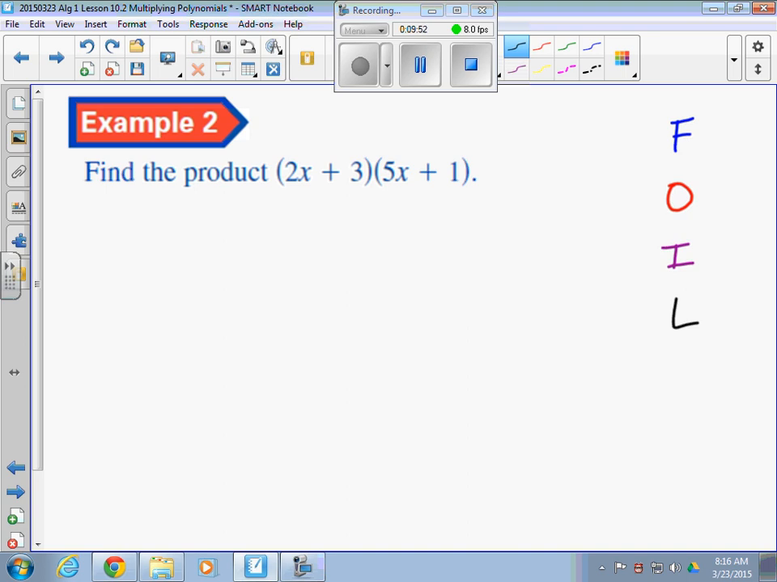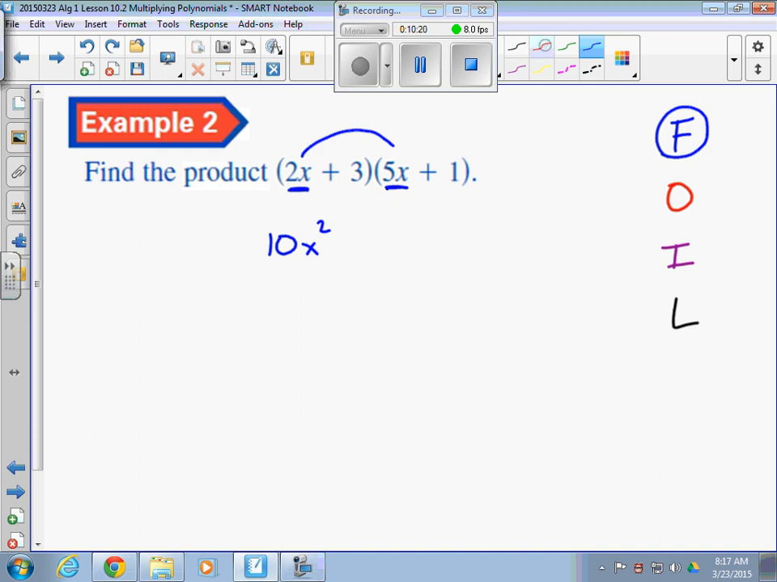Okay, again, FOIL tells you to make sure to multiply everything by everything else. F stands for the first two terms. So your first terms are 2x times 5x. 5 times 2 gives you 10. X times x, you add them up, gives you x squared.